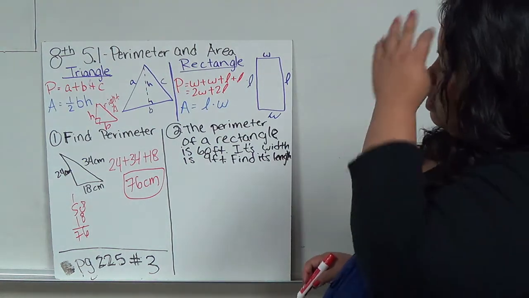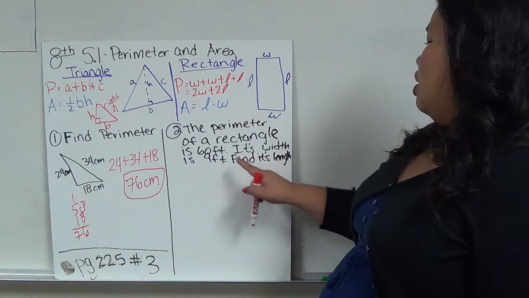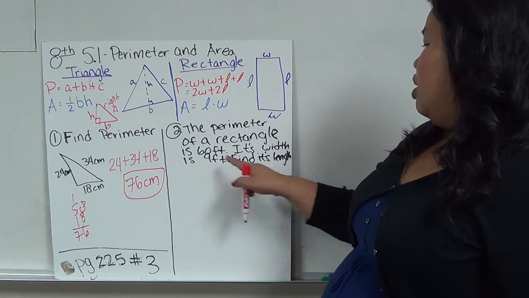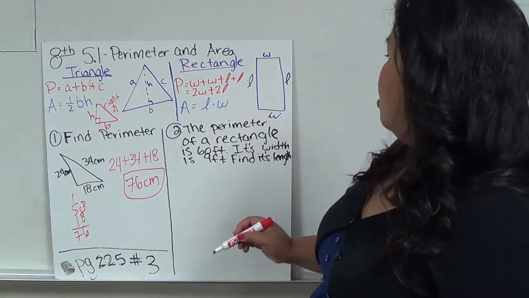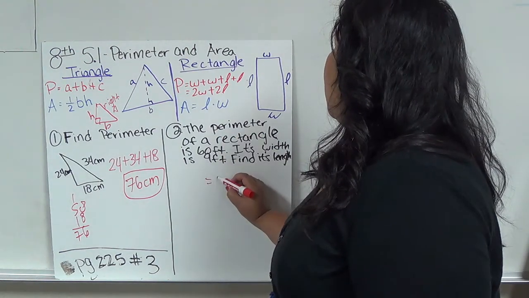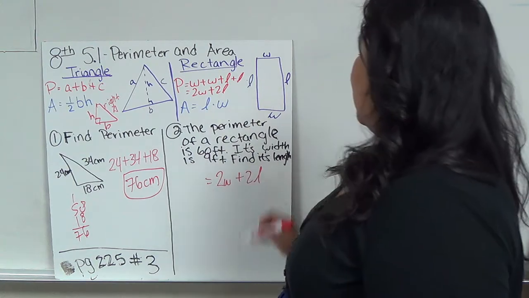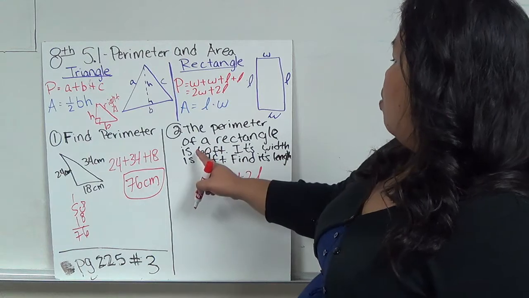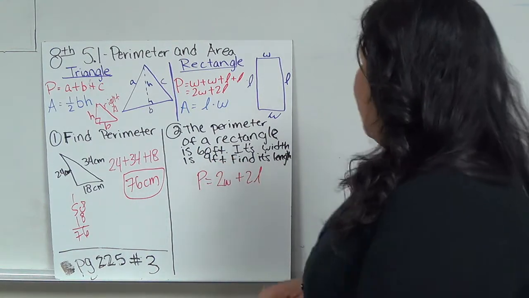All right? Number 2, the perimeter of a rectangle is 60 feet. Its width is 9 feet. Find its length. So here's the perimeter. Okay, we know that the perimeter equals 2 W's because the widths are the same plus 2 L's because the lengths are the same. And we know that the entire perimeter, so this is the equation. So let's fill in what we know.